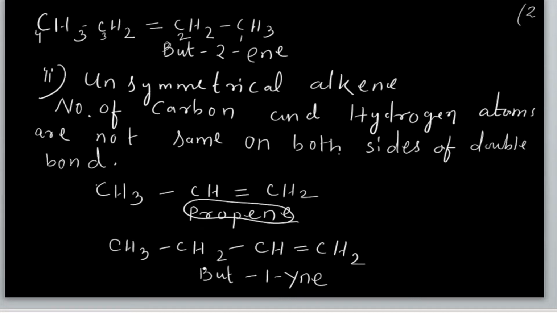Now similarly but-1-ene. What is but-1-ene? See, this is 1, this is 2, this is 3, and this is 4. And after 1 there is a double bond, that is why it is called but-1-ene. Sorry, I made a mistake here, mistakenly it is written 'yne', and actually it is 'ene'.